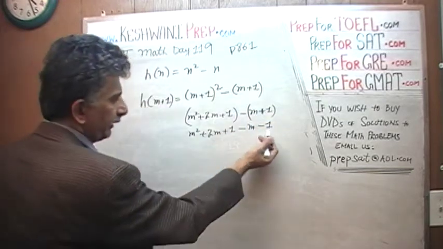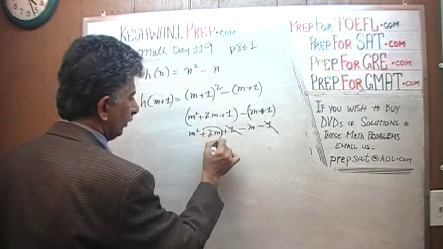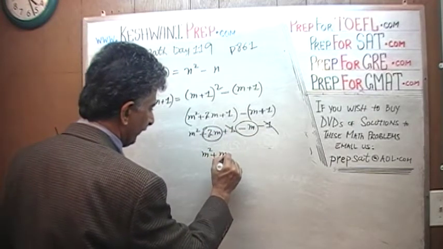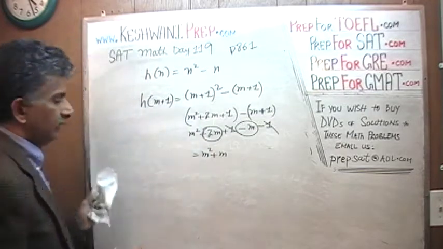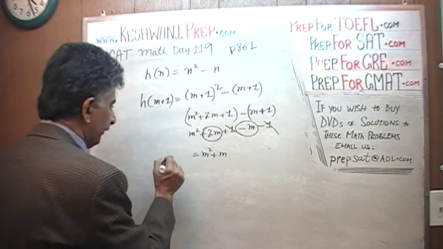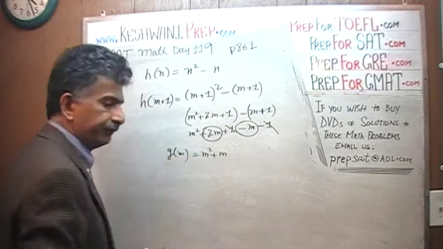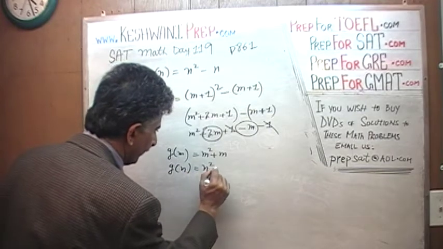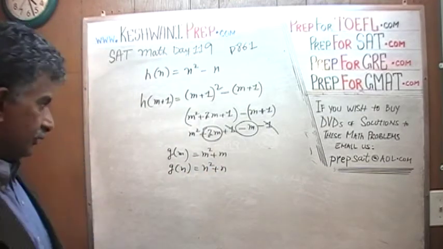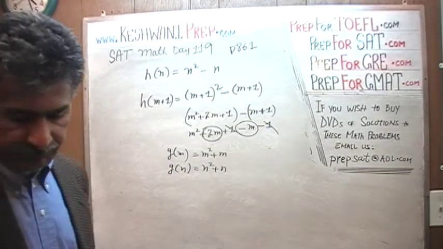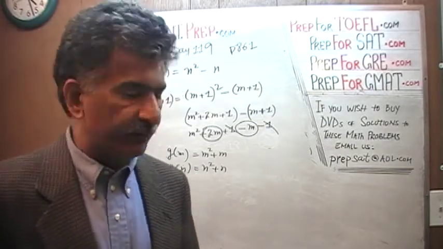So this positive 1 and the negative 1 will drop out, and this 2m and this negative 1m will become m, so it becomes m squared plus m, which is simply, if you look carefully, exactly the function g. We were told that g of n equals n squared plus n. Therefore g of m would be m squared plus m. That's the function g. The answer is A.